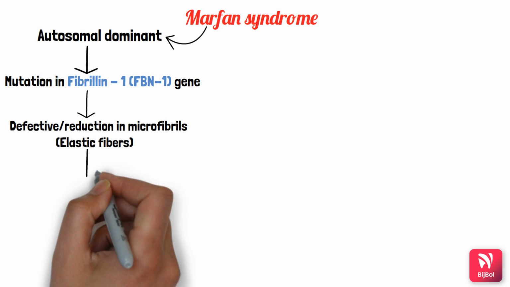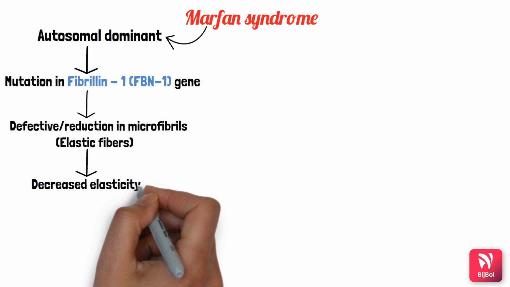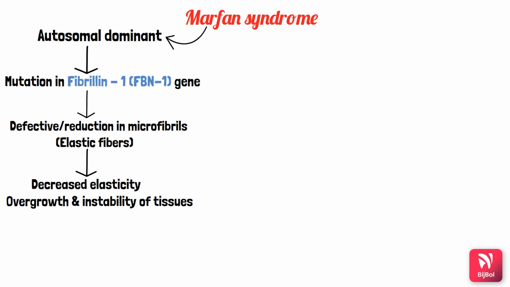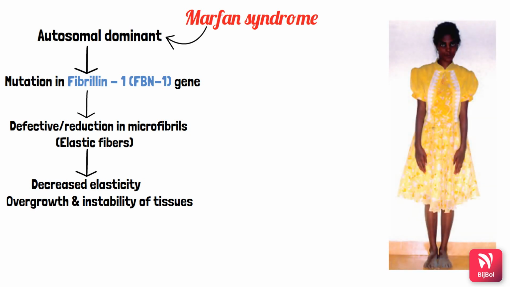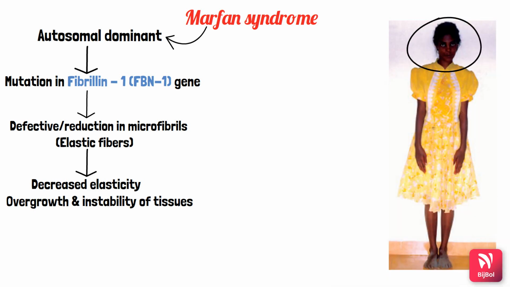As the elastic fiber defect will be there, there will be decreased elasticity in various areas, which results in overgrowth and instability of the tissues. Whatever features you see in Marfan syndrome are because of the defect in the elastic fibers. In this individual, the defects normally lie in the musculoskeletal, cardiac and ocular systems. If you see the skull, that is the face of the patient, the shape of the skull and face will be characteristically long and narrow. That is a very peculiar feature that can be seen in Marfan syndrome.